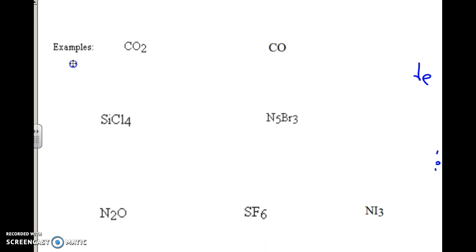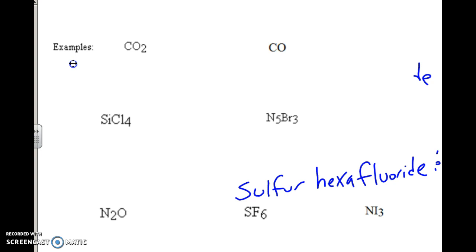Here we have 1 sulfur. Sulfur. We have 6 fluorines. 6 is hexa. Fluoride. Pause the video and try NI3. NI3 is nitrogen, tri-iodide. We do have 2 I's there, otherwise it would be triiodide. Triiodide rolls off the tongue a little bit easier.